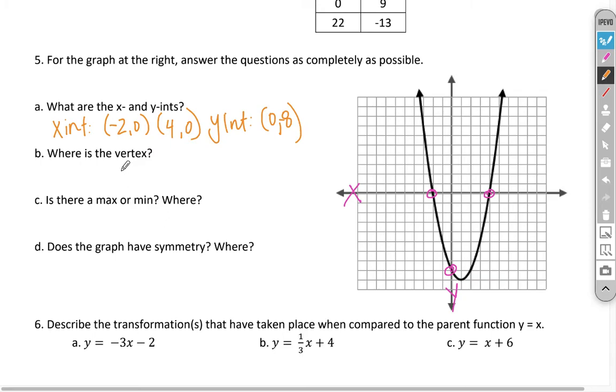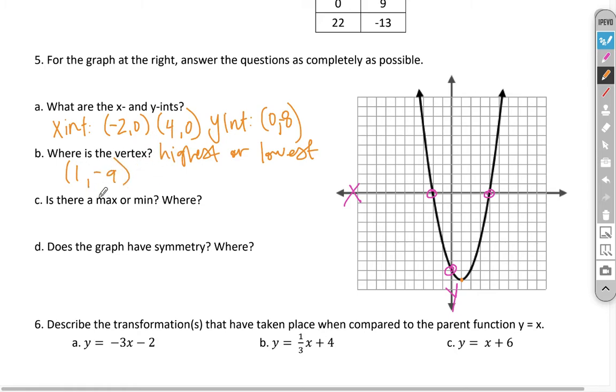All right, our vertex, right? This is the highest or lowest point. So we don't have a highest, but we have a lowest, right? It's going to be right here. And vertex is also written as an ordered pair. And our ordered pair here is (1, -9).